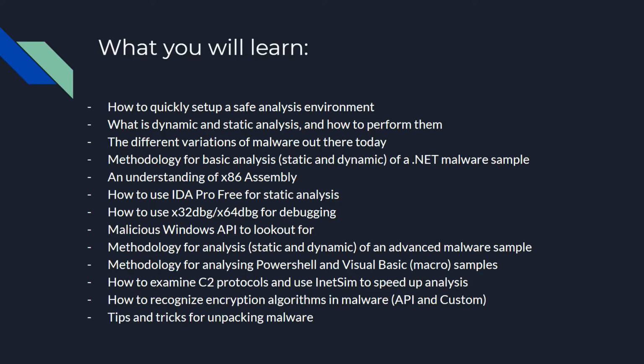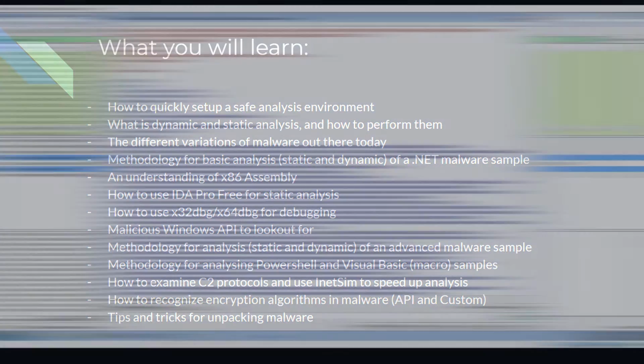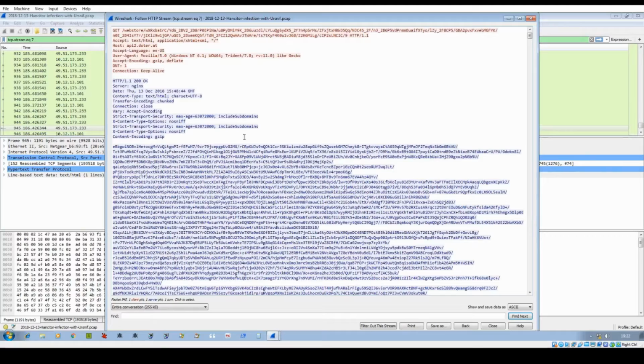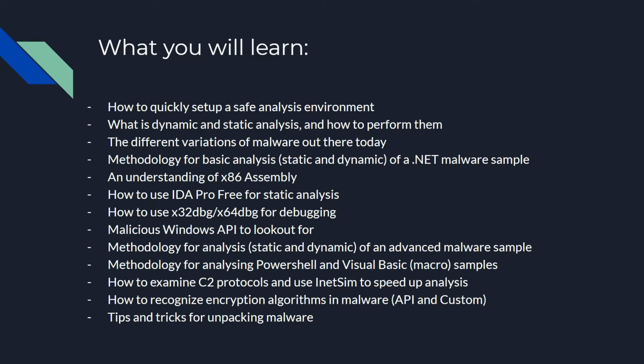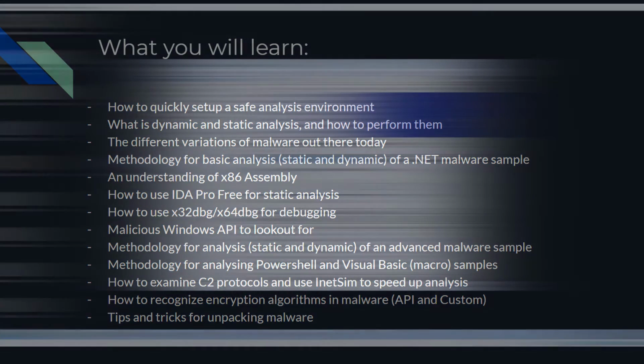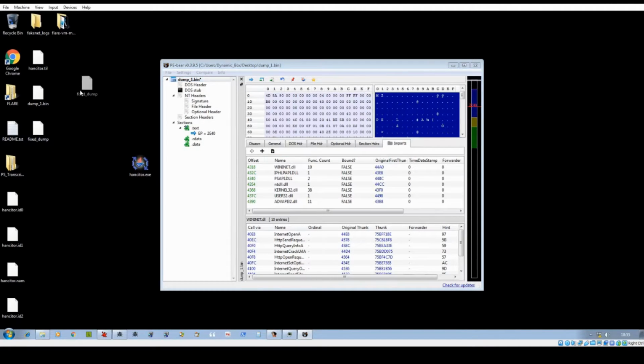From there, we're going to be looking at how to examine command and control protocols. We'll be using that information to replicate our own command and control server to replay packets to the malware itself and decrypt the data we're trying to decrypt. Then we're going to be moving on to recognizing encryption algorithms and hashing and compression algorithms in malware, both API and custom implementations.